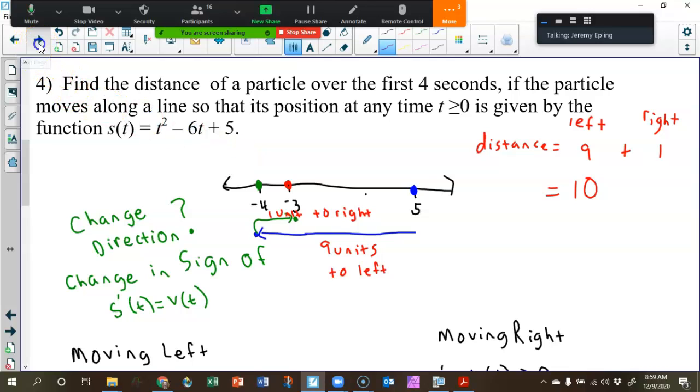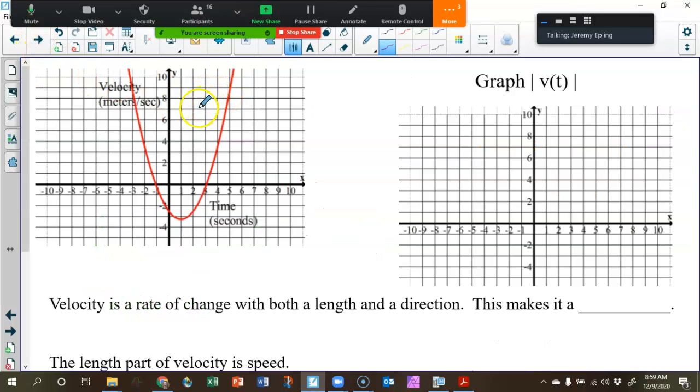So we want to finish up today talking about one more vocabulary word, and that is speed. Now, speed and velocity are 2 very different things. We talked about velocity yesterday. That velocity is the rate of change of our position. It has both a length and a direction. That makes it a vector. Vector v for velocity. How far did it move? And what direction did it move?